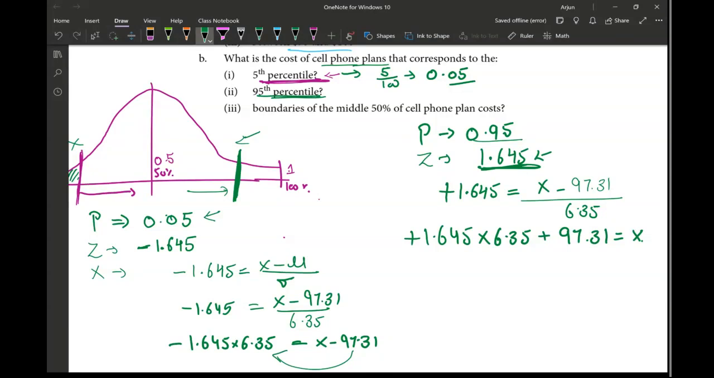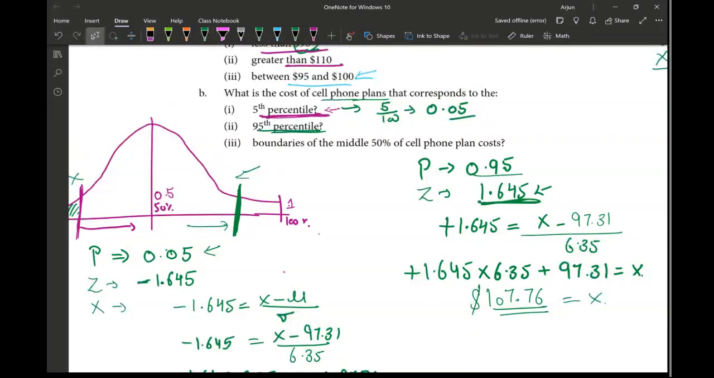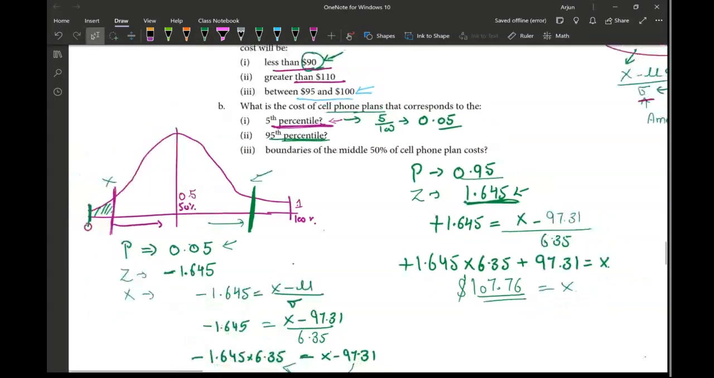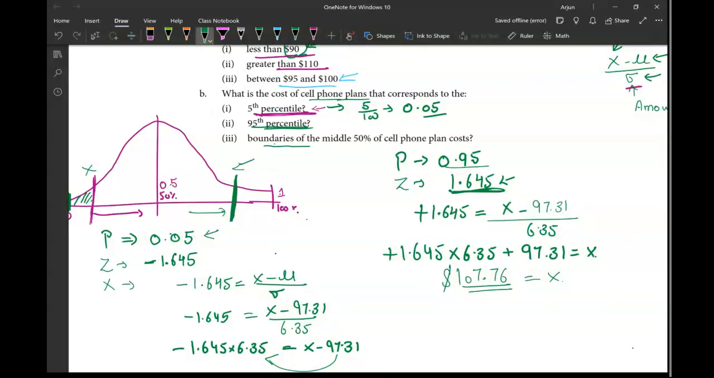So 1.645 multiplied by 6.35 plus 97.31 comes out to be 107.76. That's the amount I got from doing my work. And yeah, that's about part 2. And then the boundaries of the middle 50%. I'll give you a hint, and will encourage you to finish it by yourself.